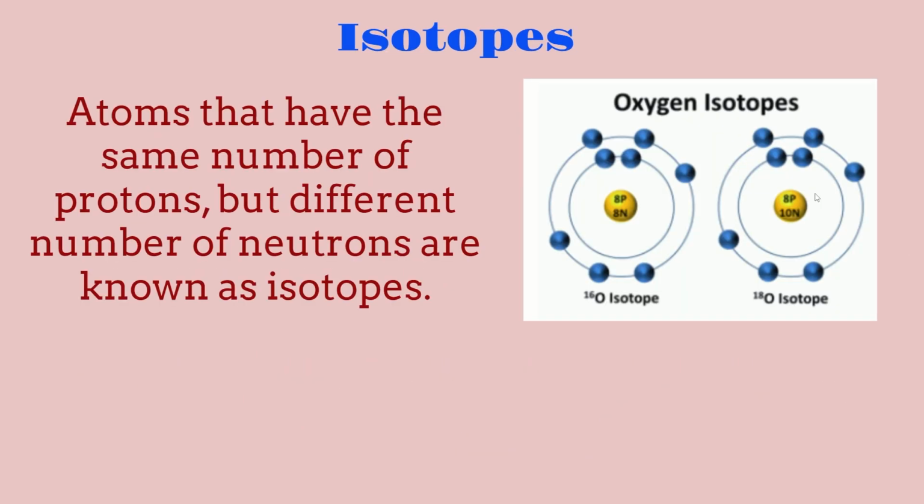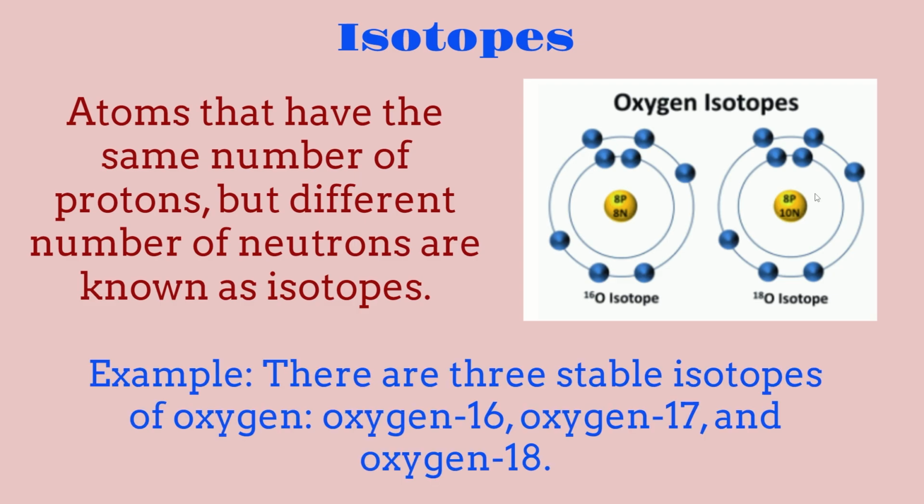And now for isotopes. Atoms that have the same number of protons but a different number of neutrons are known as isotopes. An example of this is that there are 3 stable isotopes of oxygen: oxygen 16, oxygen 17, and oxygen 18. So basically, an isotope is just the same atom except that it has a few more neutrons or a few fewer neutrons, and depending on that number, that's what you name it. For instance, if we look at this oxygen 16 one here, it has 8 neutrons, but oxygen isotope 18 has 10 neutrons. So that's why these are two different isotopes. That's what an isotope is: just a different number of neutrons.